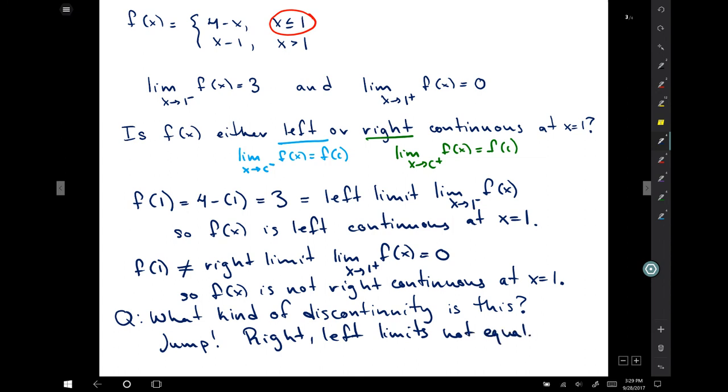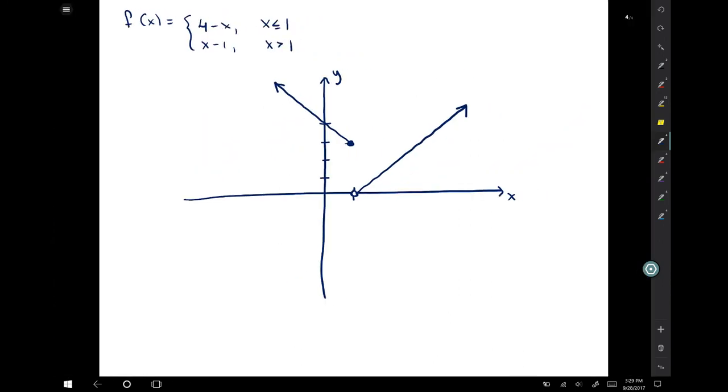Okay, so let's sum up this example by looking at the graph of this function. So again, there's my function, and this is what it looks like. The left-hand part of this graph is the graph of 4 minus x, and that goes up to x equals 1 and includes it because that's where the equal sign is. And then the right part of this function is the line x minus 1, and that just starts at 1 but does not include 1 and goes on from there.